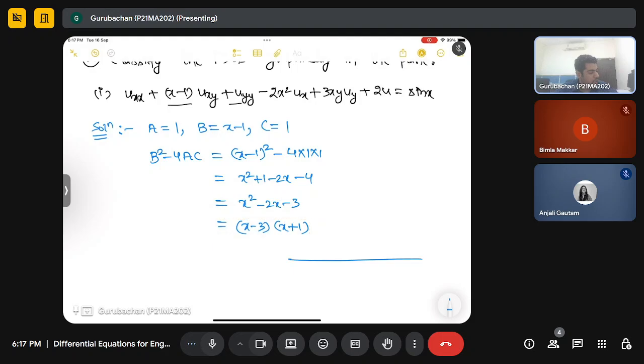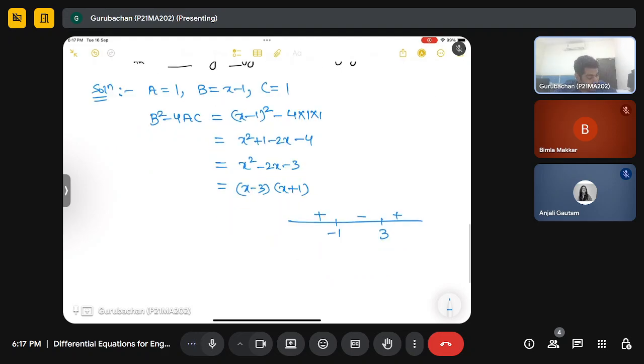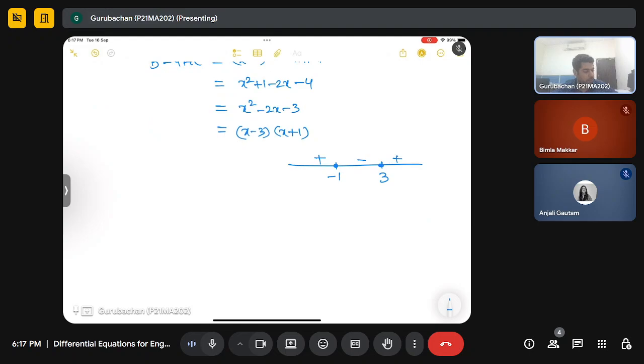So for that you may do the sign convention, -1, 3. When x is greater than 3, this is going to be positive. In between them it is negative, and before them it is positive. And exactly at these points it is going to be 0. So we draw this in a geometric manner. How?